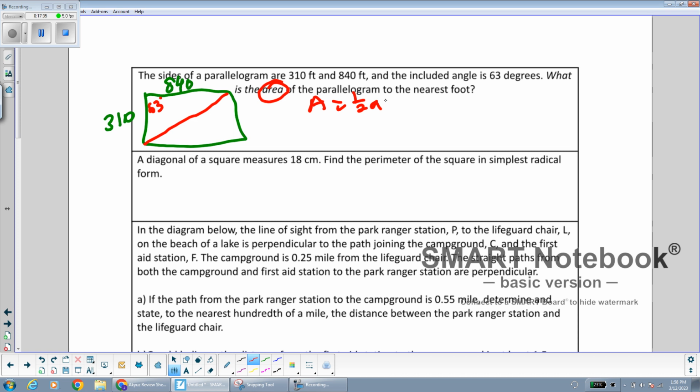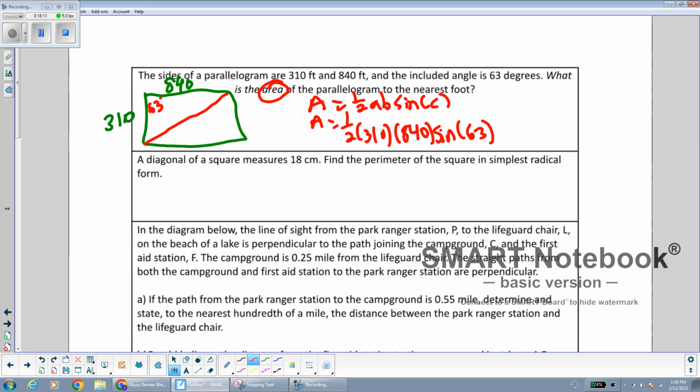1/2 ab sine of C. So one of our sides is 310. Our other side is 840. Sine of the angle in between the sides, which is 63. Let me go into my calculator. I'm going to type this in. 1/2 times 310 times 840 times sine of 63 degrees.